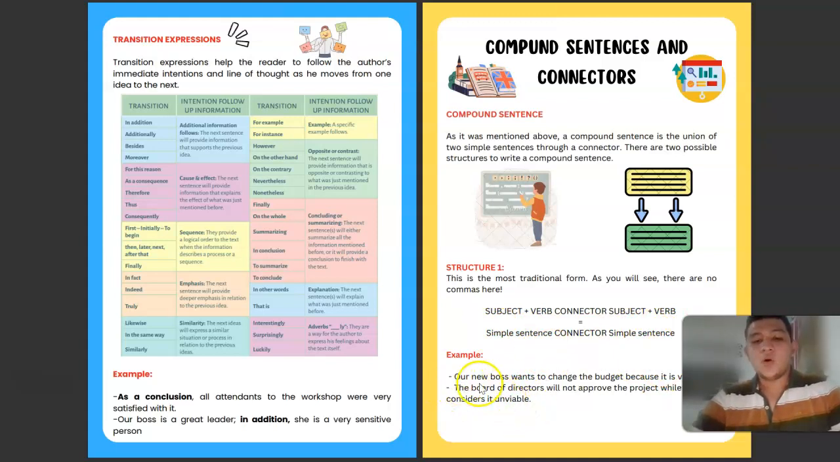For example, our new boss wants to change the budget because it is very high. In this case, the connector is because. The next: the board of directors will not approve the project because the budget is unviable. In this, the connector is because.